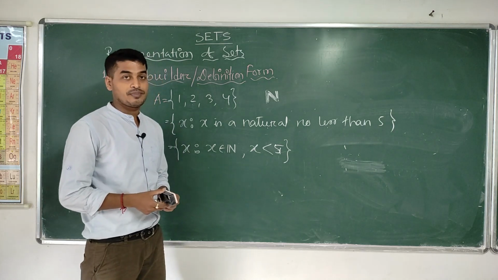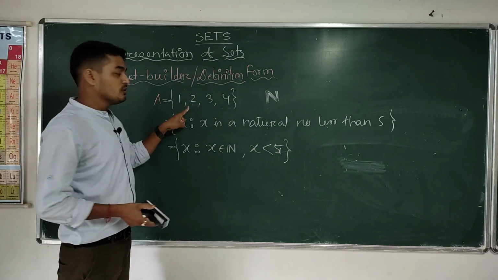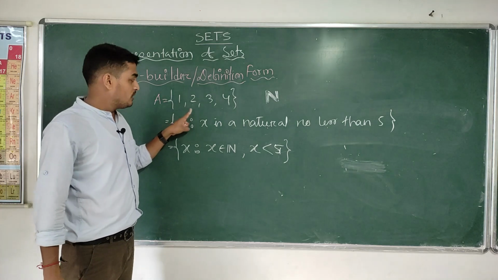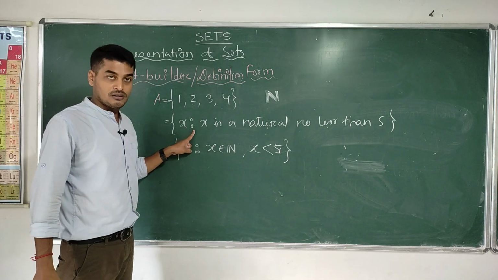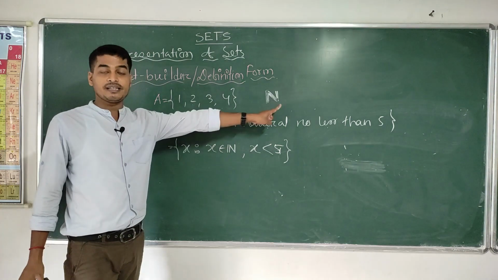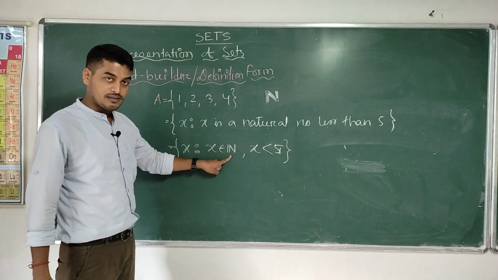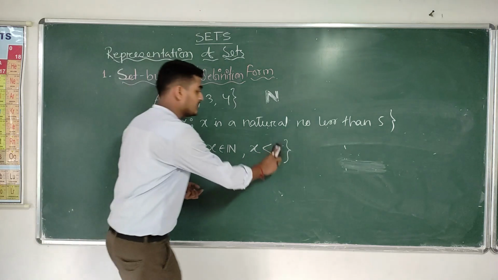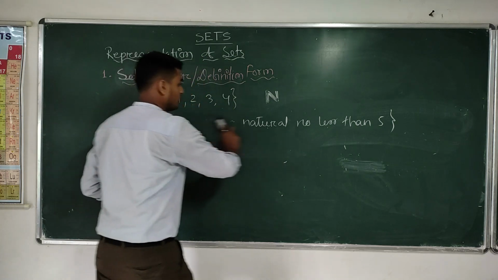I hope you are getting my point. In the definition method or set builder form, the question will be given in tabular form or roster form. First of all, to represent all the elements of that collection, you have to consider a variable, then it is followed by a colon, then write down the characteristic followed by them. You can use symbols like that also: x such that x belongs to natural number and x less than 5, or x less than equal to 4.